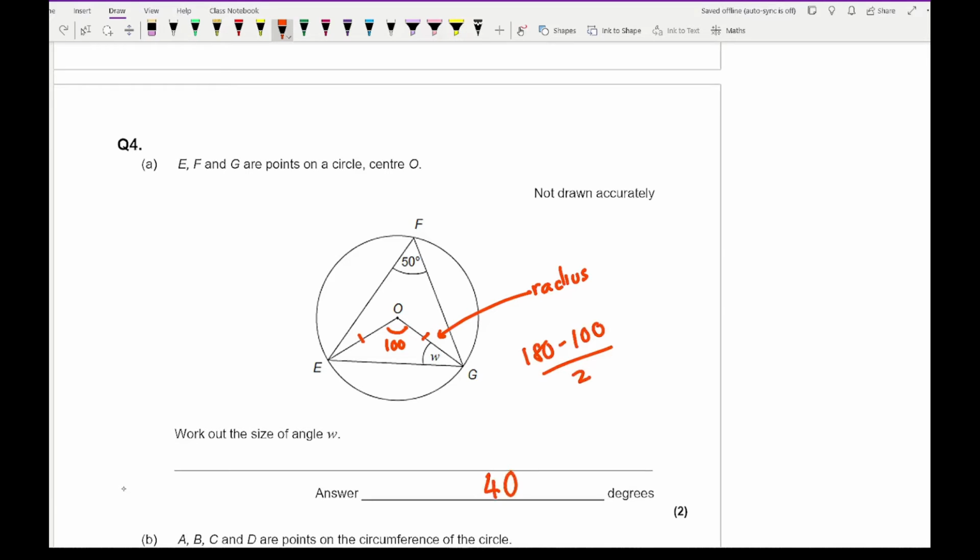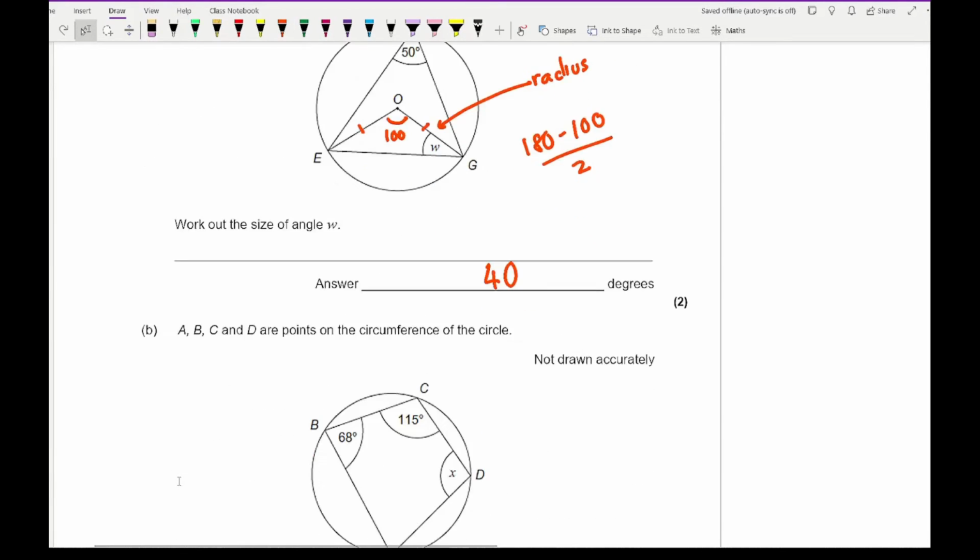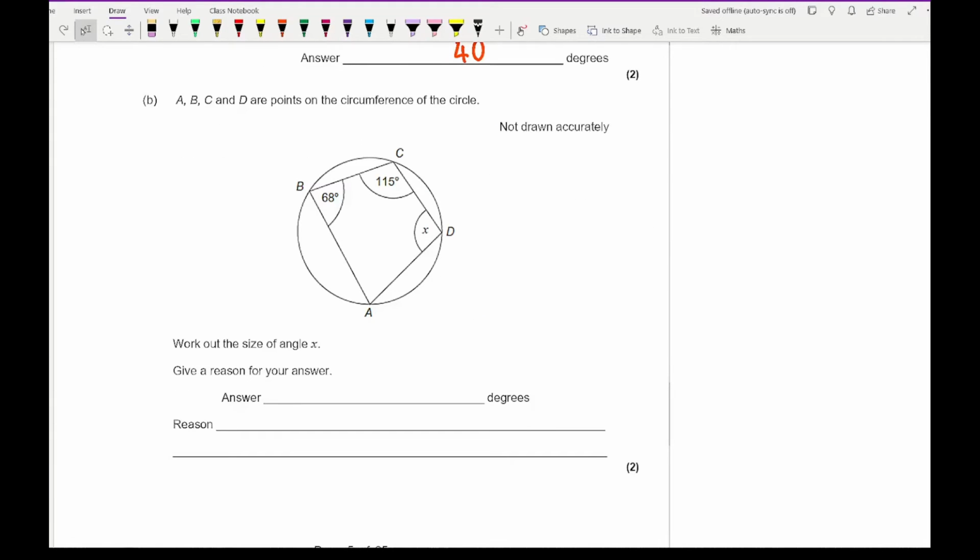Half of that is 40. Then moving on to B, it says A, B, C and D are points on the circumference of the circle, and the question is asking us to work out the size of angle X. Now we know that on a cyclic quadrilateral, these two angles here add up to 180. So X plus 68 equals 180, meaning that X equals 112 degrees.